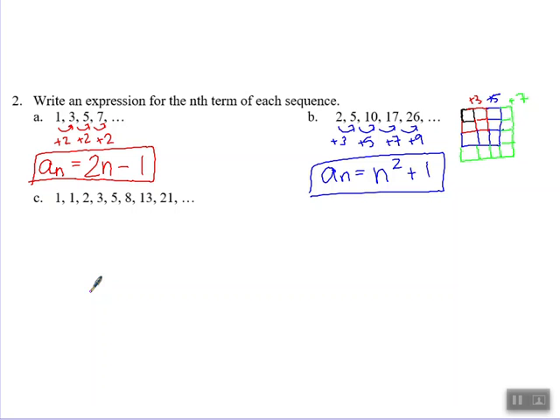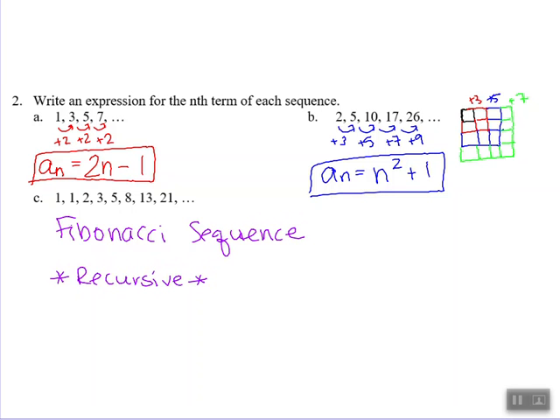It would be very difficult to write an expression the way that we wrote it for the first two examples for this sequence. So there is another way that we can write the rule for a sequence, and that is using a recursive definition. So this is the Fibonacci sequence, and we are going to define this recursively. To write a recursive definition, you need to give a starting value, and then you can give a rule in terms of what to do with the previous number.